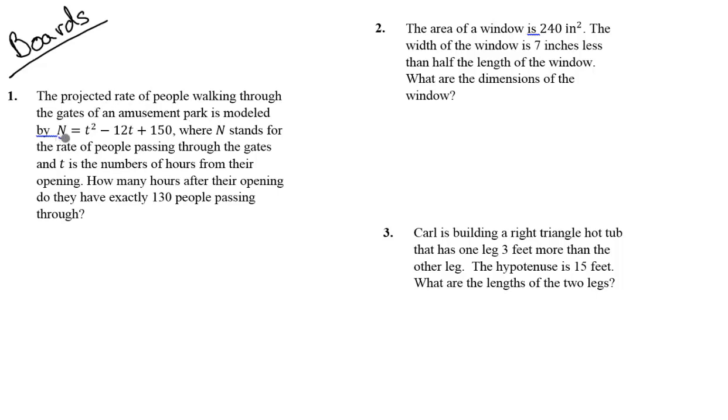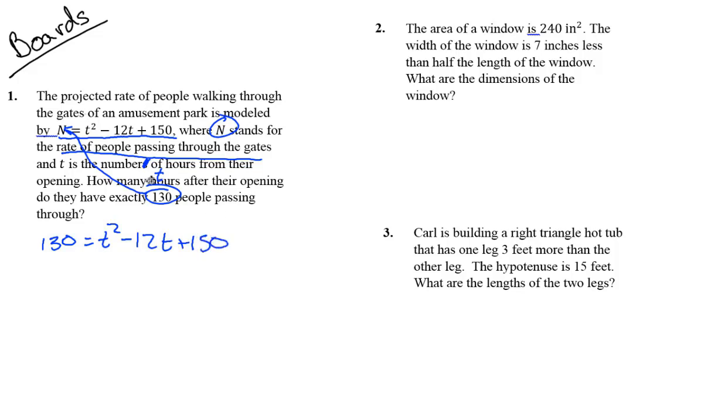What we really need, here's the data. N is the rate of people passing through the gates. So that's N. T is the number of hours from their opening. So how many hours, that's t, when N has 130 people passing through the gates. All right, so 130 equals t squared minus 12t plus 150.